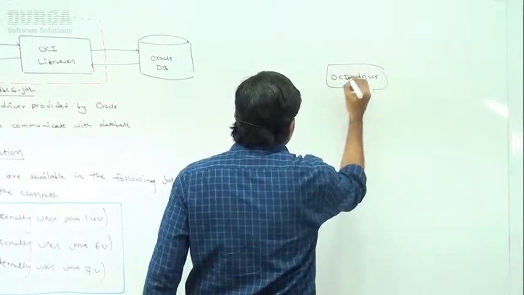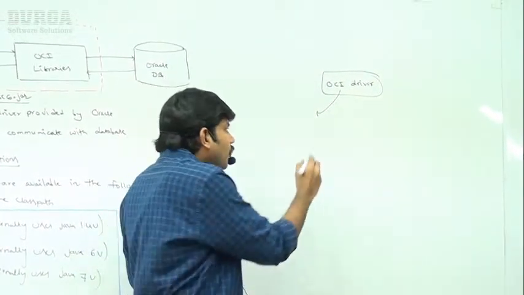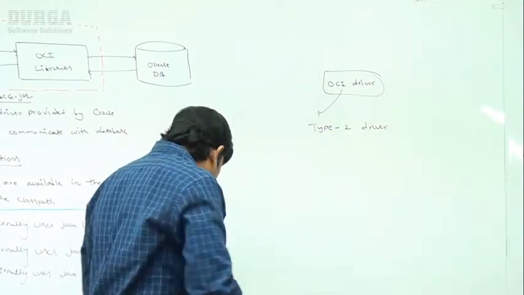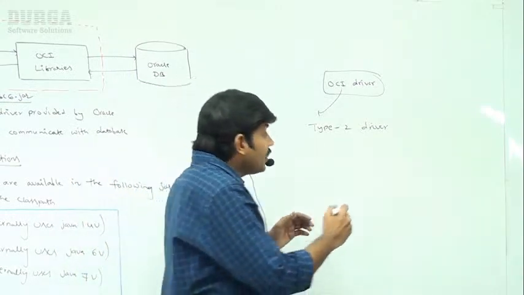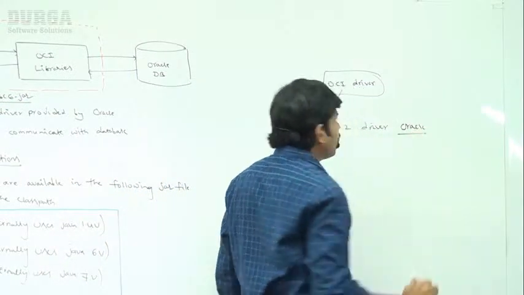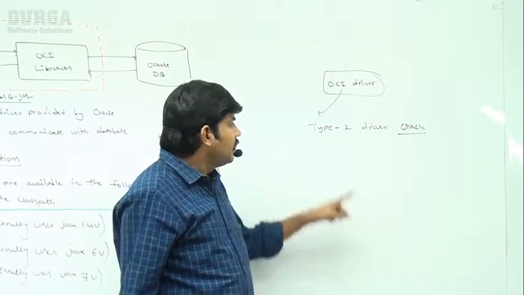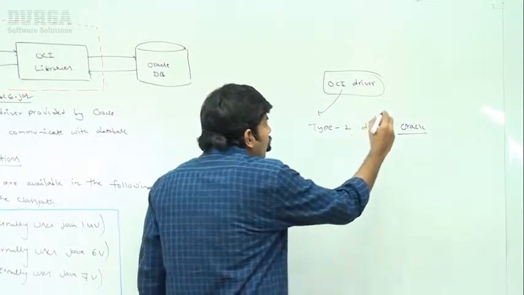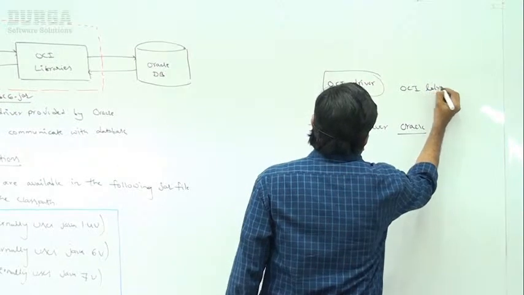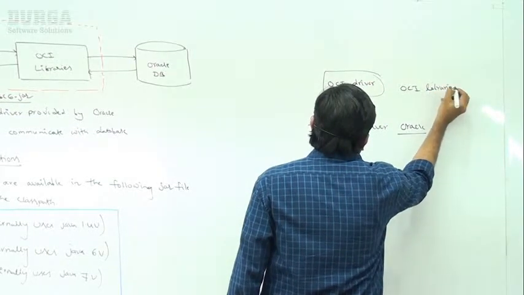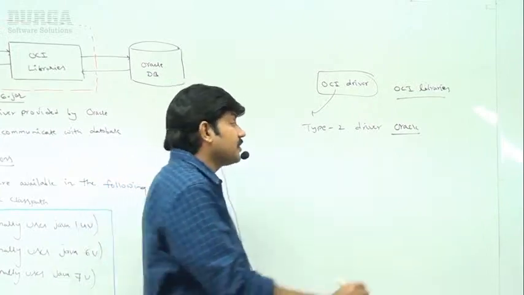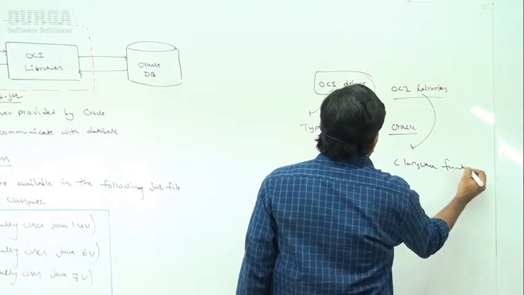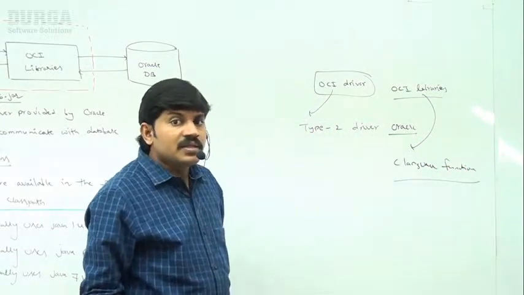OCI driver is a type 2 driver provided by Oracle people. What is this one, sir? OCI driver is the type 2 driver provided by Oracle people to communicate with the Oracle database. Remember, sir, this OCI driver internally uses OCI libraries. Internally the OCI driver uses what? OCI libraries. These OCI libraries are nothing but C language functions. Remember, OCI libraries are nothing but internally C language functions.